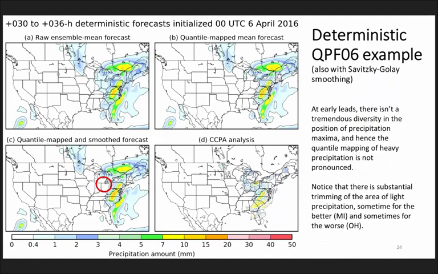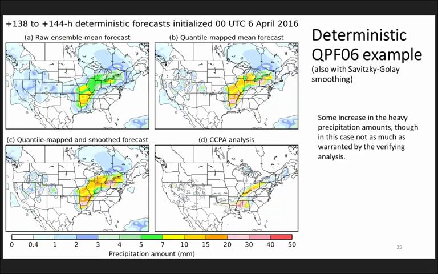So let's look at an actual forecast example here. The raw ensemble mean for a short-range forecast here, 30 to 36 hours, is shown in that upper left panel. After the quantile mapping, looking in central Virginia, you see the increase in the maximum amount there. And you also see a drying, for example, in Michigan and Ohio here. And comparing that against the analysis, you see some things that look reasonably good. That drying out was appropriate in Michigan, though probably not appropriate in this particular instance in Ohio. But the maxima in the Carolinas and Virginia do seem to match up better with the observed maxima. Next slide.